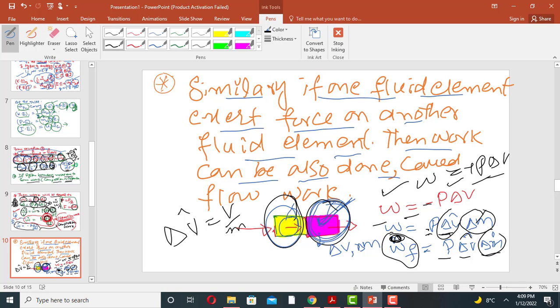So this is the change in volume. Suppose the volume of this element is delta V and the mass of this fluid element is delta M. And this is the pressure, the pressure exerted at this position by this yellow fluid element, which is P1. Or simply, you can write it as P.